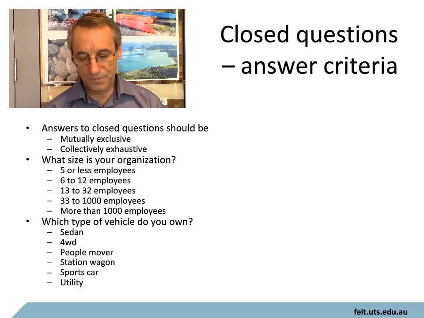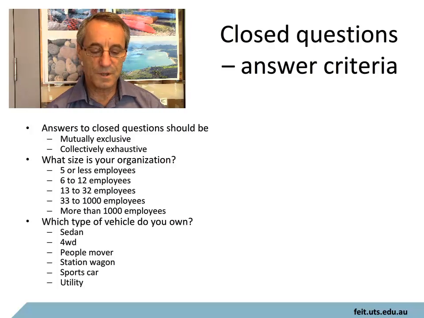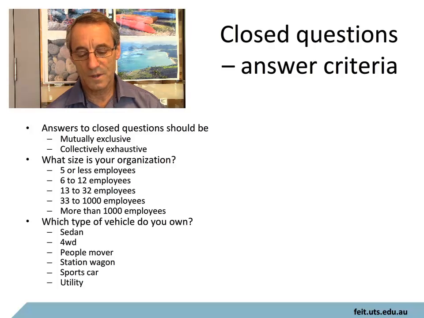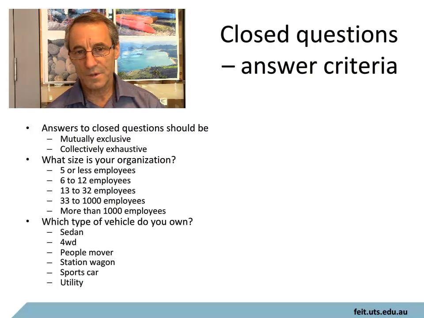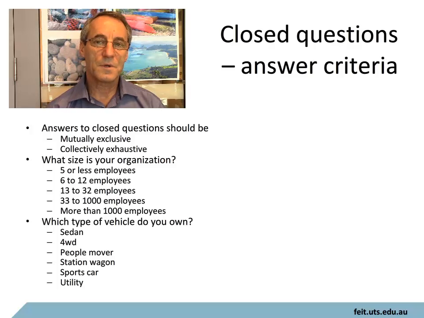The answer criteria for closed questions. For closed questions, the answers should be mutually exclusive and collectively exhaustive. Okay? Now we see this sometimes, and there's an example there. What size is your organization? 5 or less employees? 6 to 12 employees? 13 to 32? 33 to 1,000? More than 1,000? Now that covers everything. More than 1,000, if it's several million, well, it's several million, it's more than 1,000.